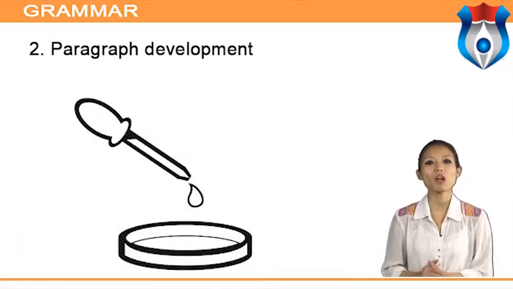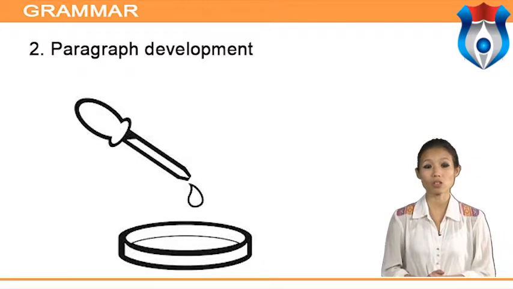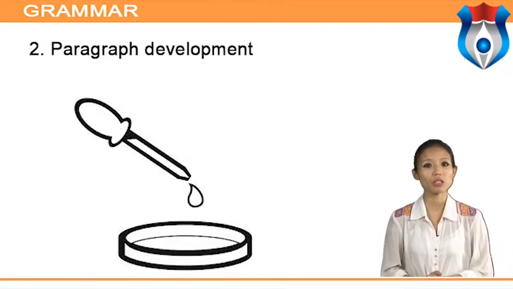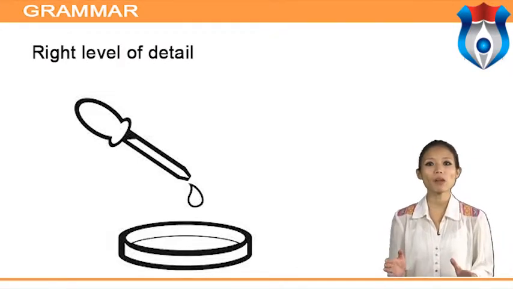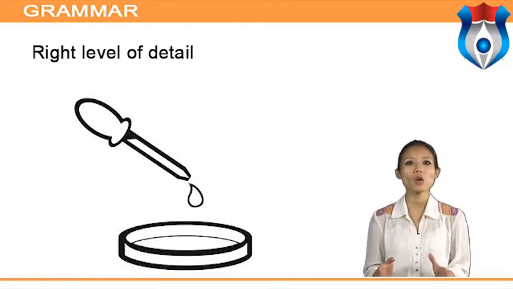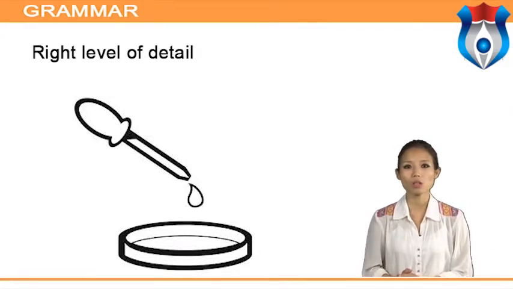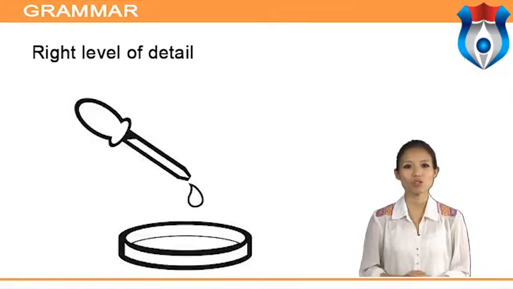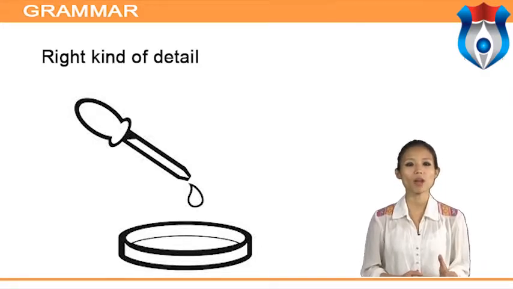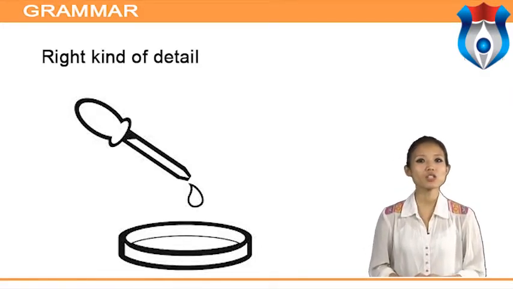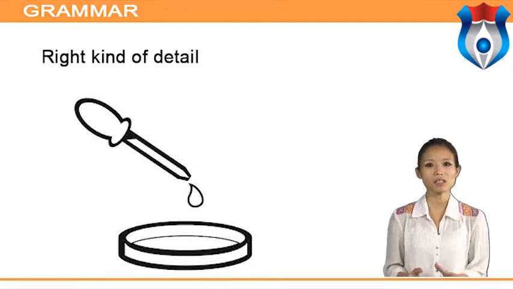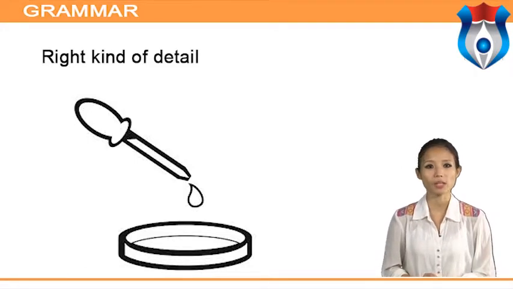Paragraph development. An effective paragraph is a fully developed paragraph which does not leave any significant question in the reader's mind. Developing paragraphs with the right level of detail, we must provide the right details to our readers. It is not enough to make an assertion. Developing paragraphs with the right kind of detail. The right detail should be given according to the demands of the assignment and the discipline we are writing in.